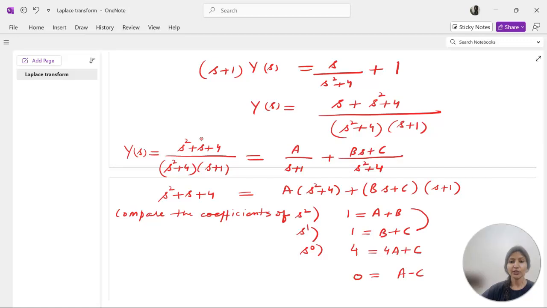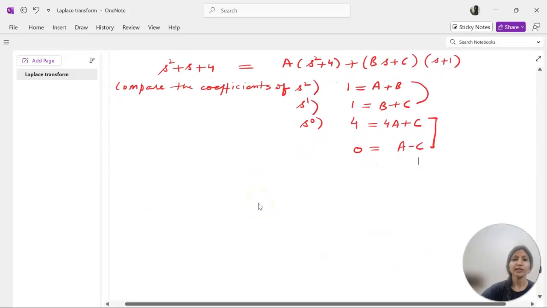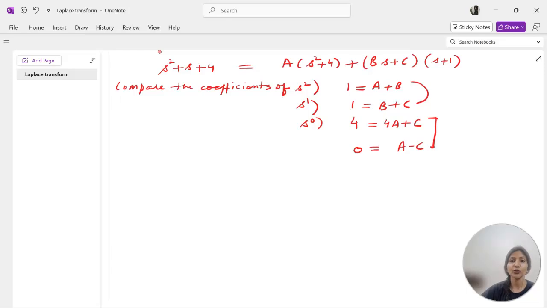Now if you look at these two equations, if you subtract them, you will get 0 equals A minus C. And these two are in terms of A and C. We can solve them if you add both equations. Now this is a simple system of linear equations. So if you add these two, you get 4 equal to 5A. Your A is coming out to be 4 by 5. You know A, you can find B. So B is 1 minus A, right? So that becomes 1 by 5. And C can be written as 1 minus B, so 1 minus 1 by 5 is 4 by 5.